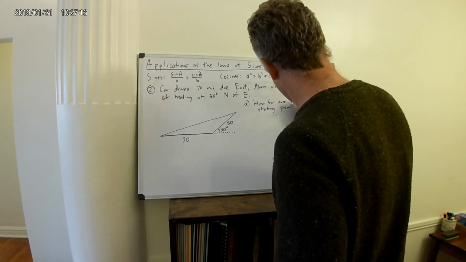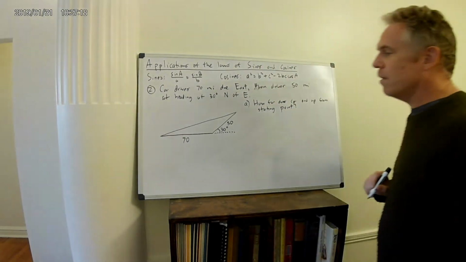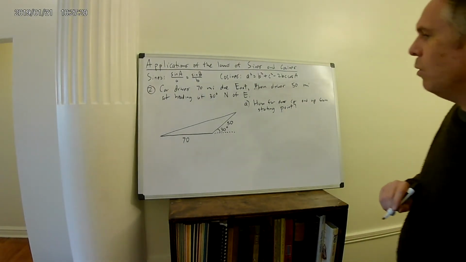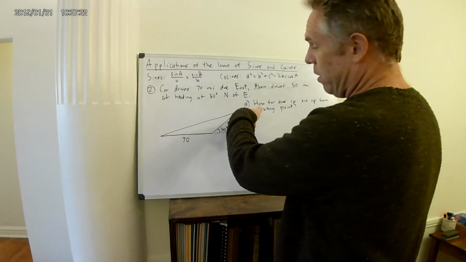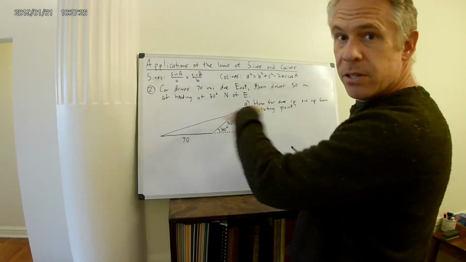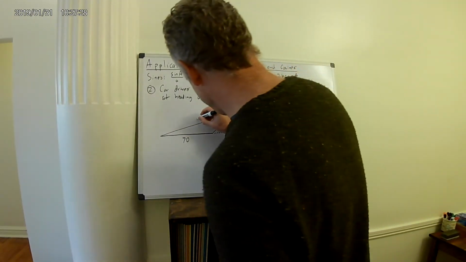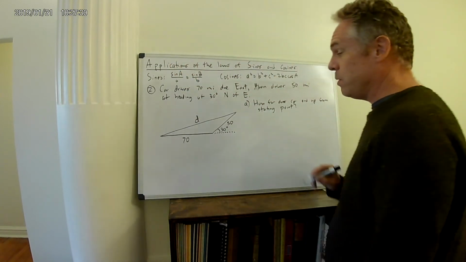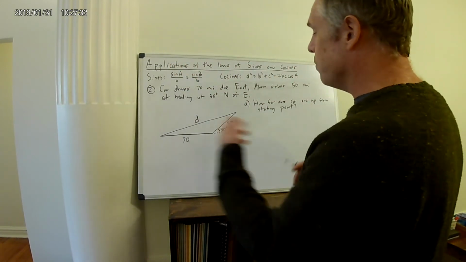Okay, how far does the car end up from its starting point? Well, it started right here. It ended up right here. So hopefully you guys see what I'm really looking for here is the length of this side of this triangle. So I'm going to label this D. That's what I'm interested in, that distance from the starting point to the end point.